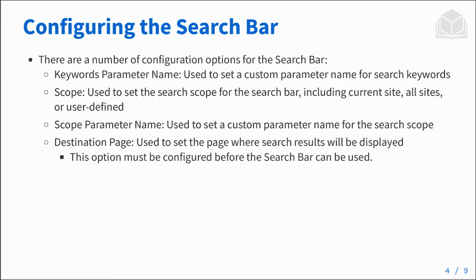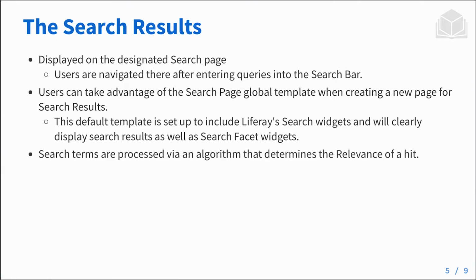And then we have the destination page, and this is probably the most relevant for us. The destination page is going to be the page where our search results can be found. Like I said, we can create our own custom search pages that include any number of these additional widgets that we have available to us, which we'll talk about shortly. And we need to actually designate that page in the search bar. So when someone searches for something, it will take them to the designated search results page.